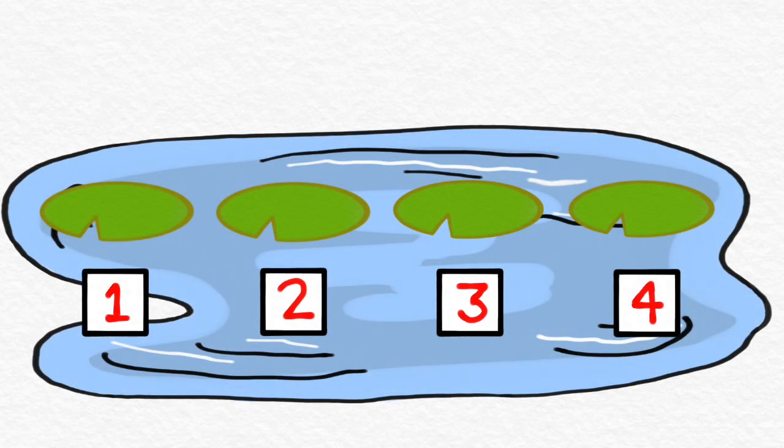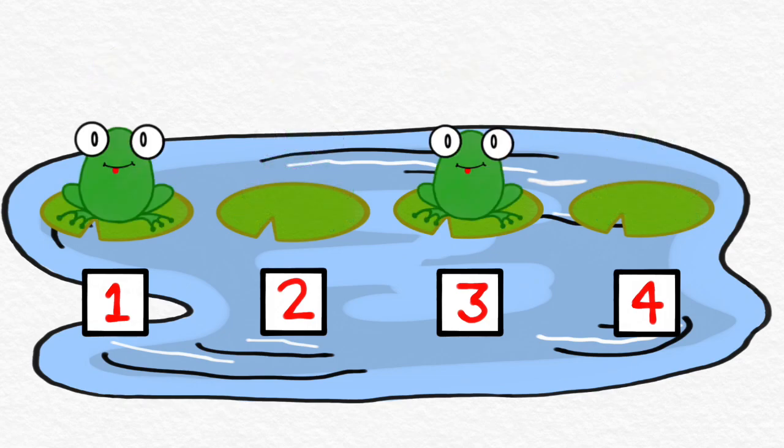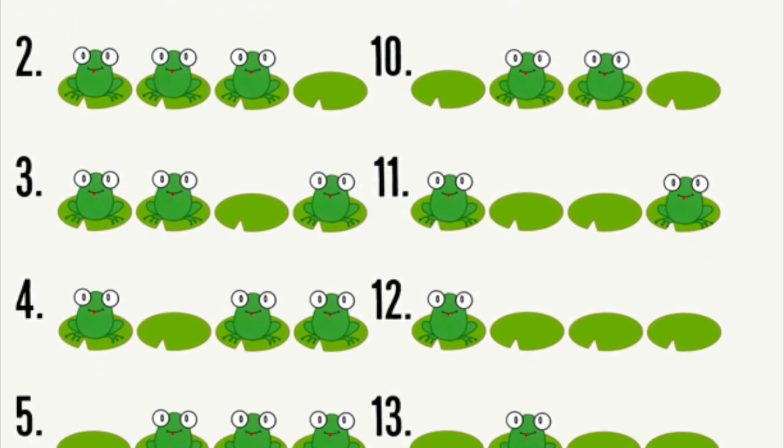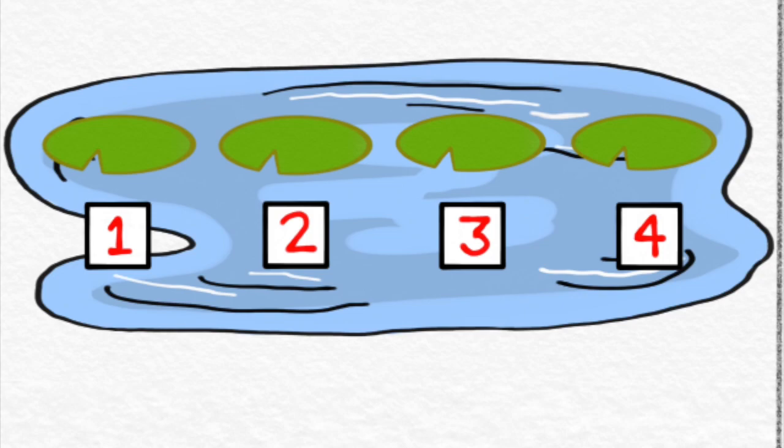Welcome back. In our last lesson, we were counting to 4 by counting the lily pads on this pond. We clapped each time we saw a frog on a lily pad as we counted. We worked through a few combinations in the video, and if you went through our exercise page, then you've already clapped through a lot of combinations yourself.